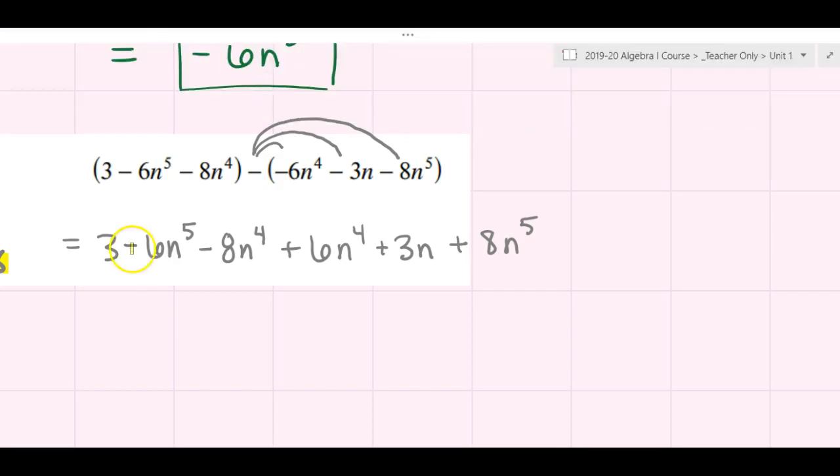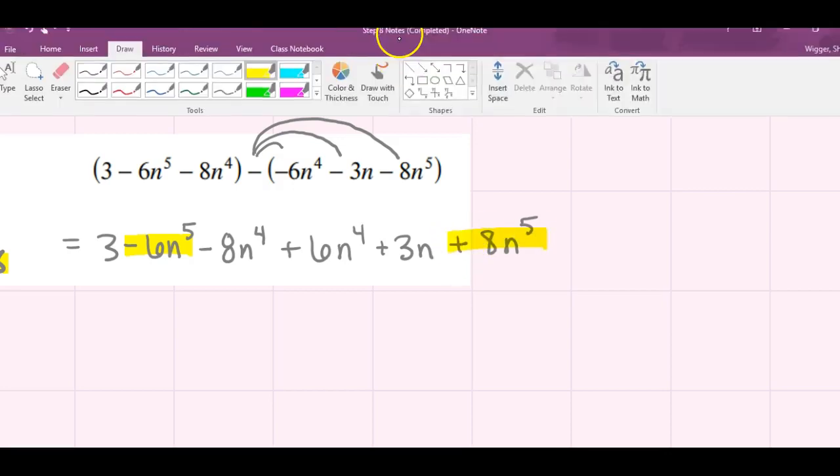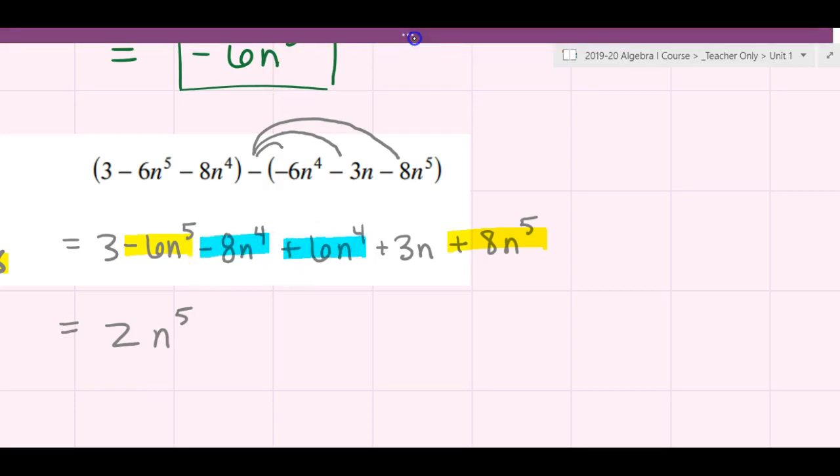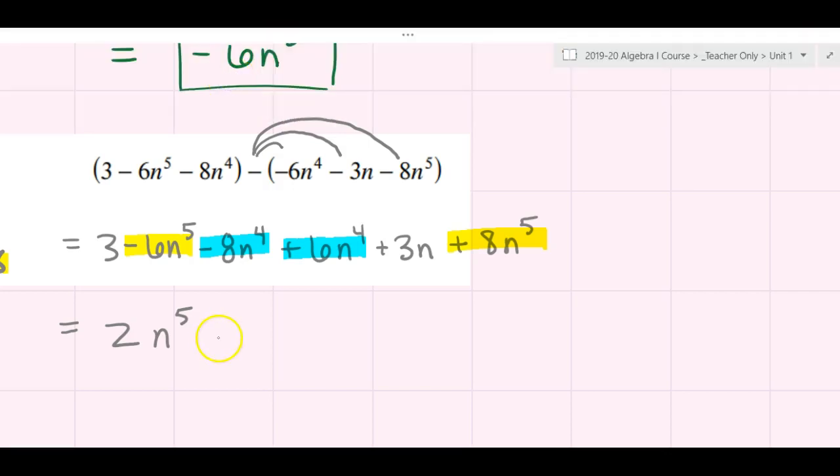Looking for like terms, -6n to the fifth plus 8n to the fifth. -6 plus 8 is 2n to the fifth. -8n to the fourth plus 6n to the fourth. -8 plus 6 leaves us with -2n to the fourth.